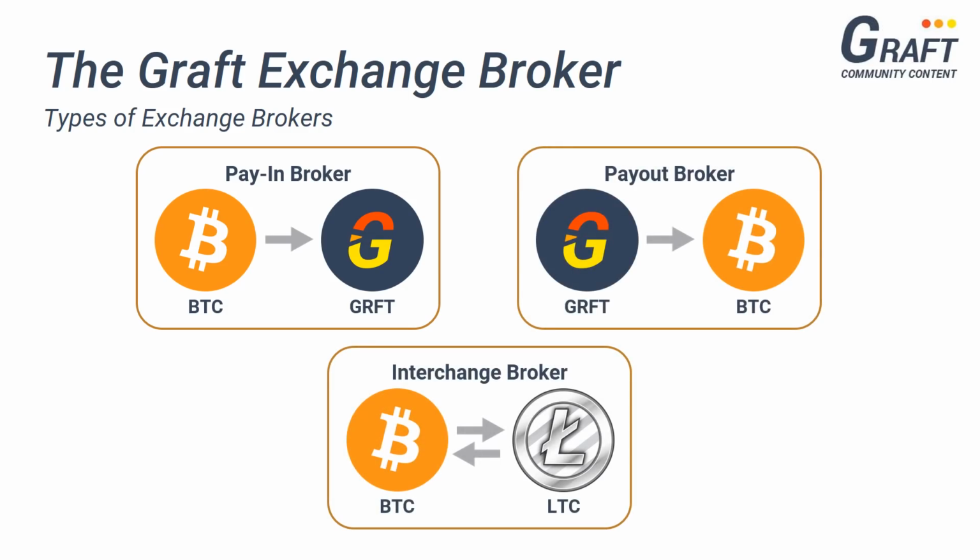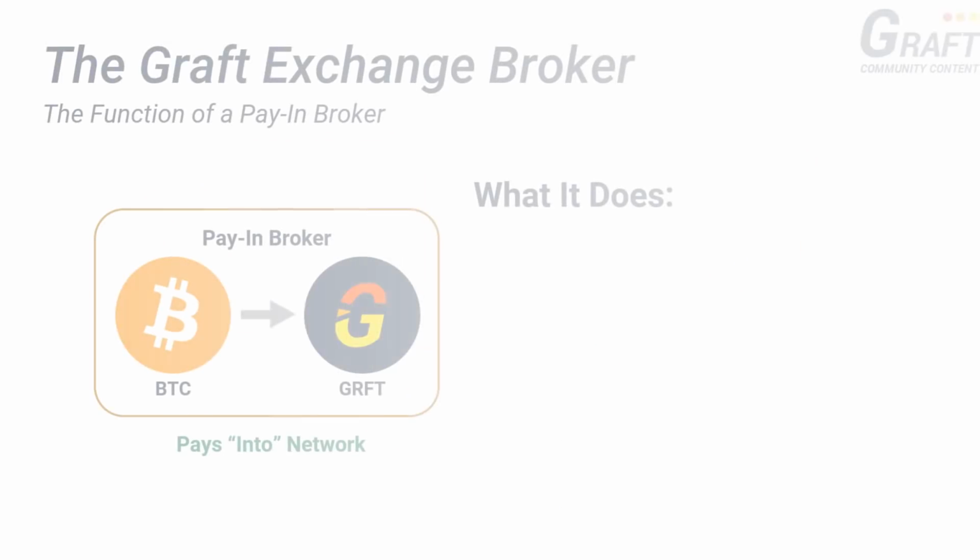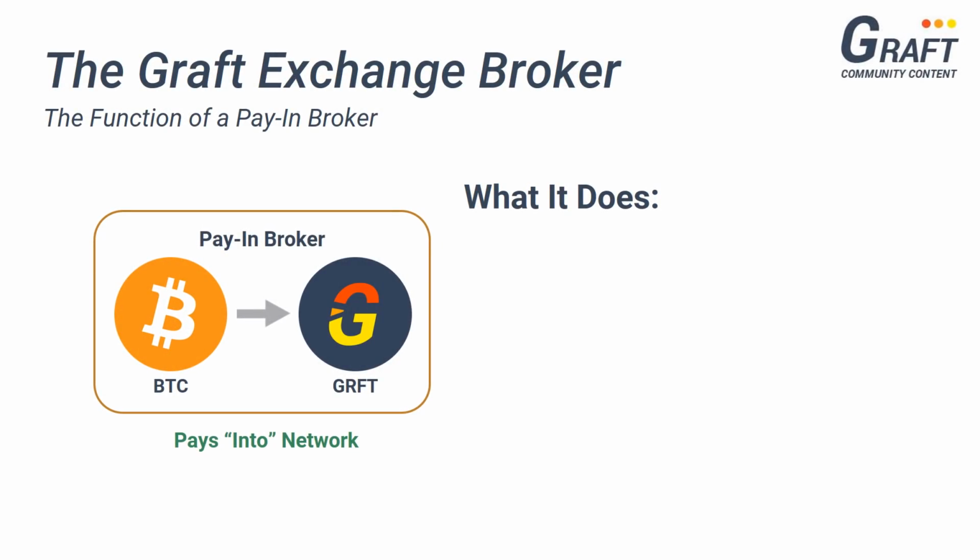Let's explore the role of each of these types of exchange brokers and take a look at how a transaction is processed when utilizing a particular broker. The first type of exchange broker is a pay-in broker. A pay-in broker allows merchants to instantly accept a particular cryptocurrency at the point of sale by quickly exchanging that cryptocurrency into Graft in order for the transaction to be processed within the Graft network.